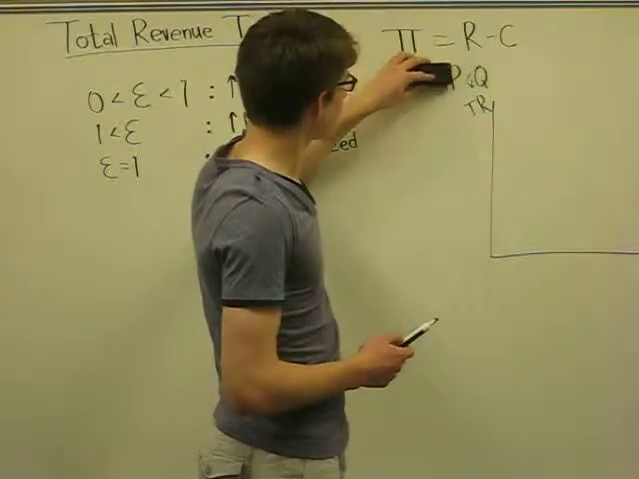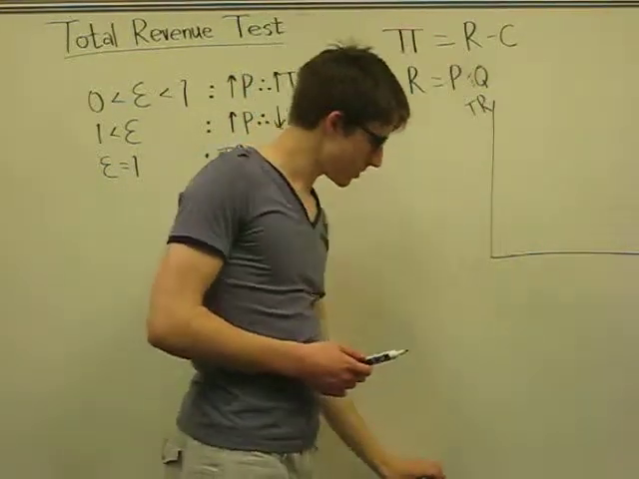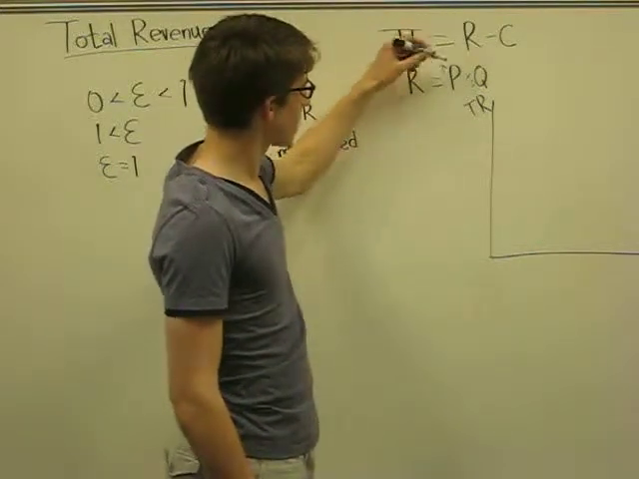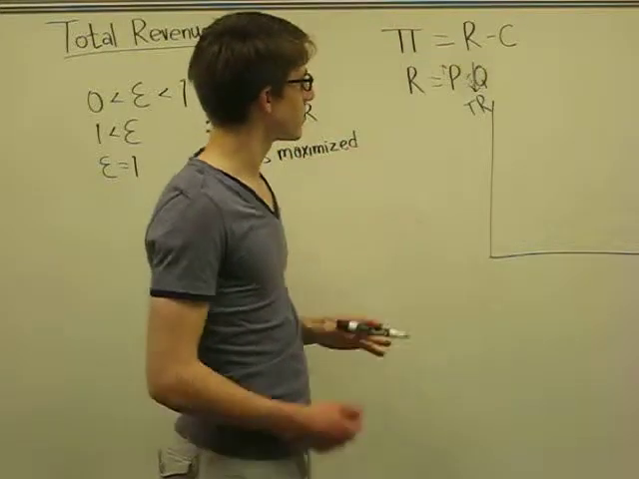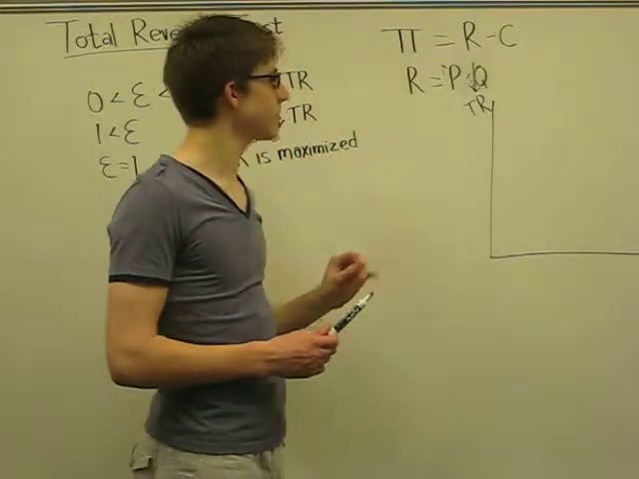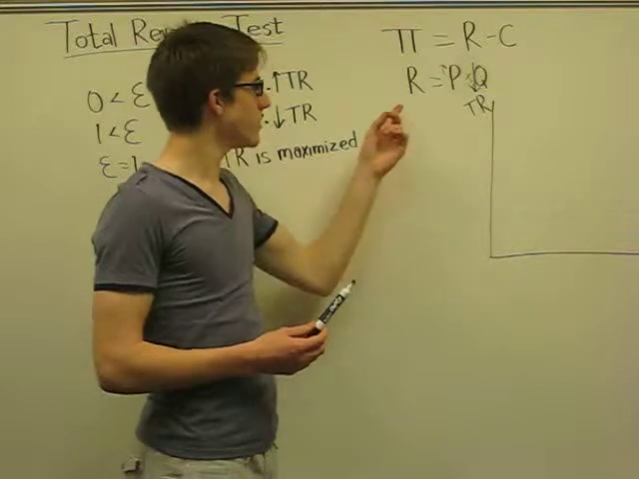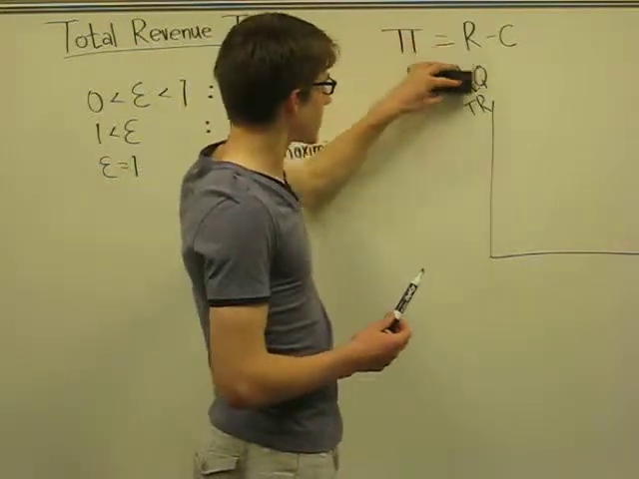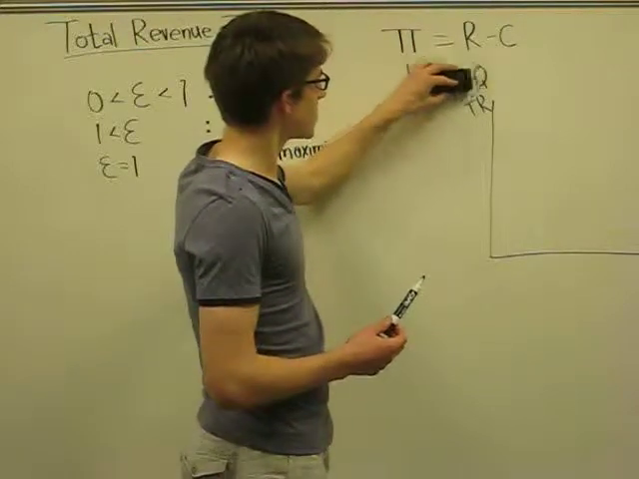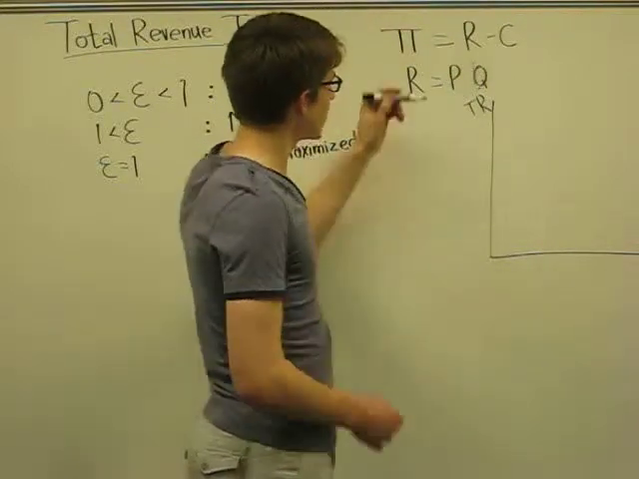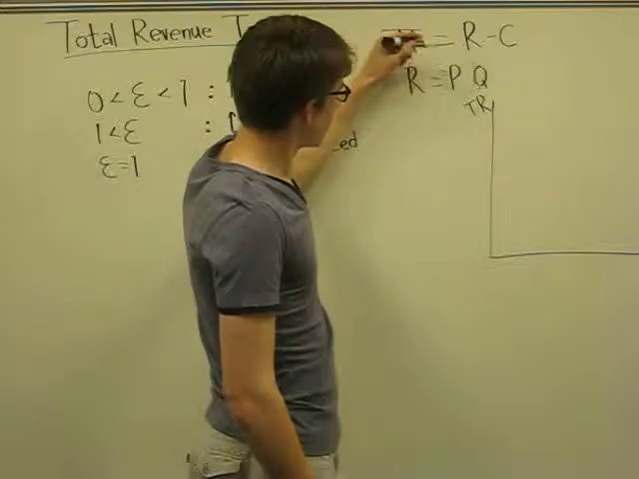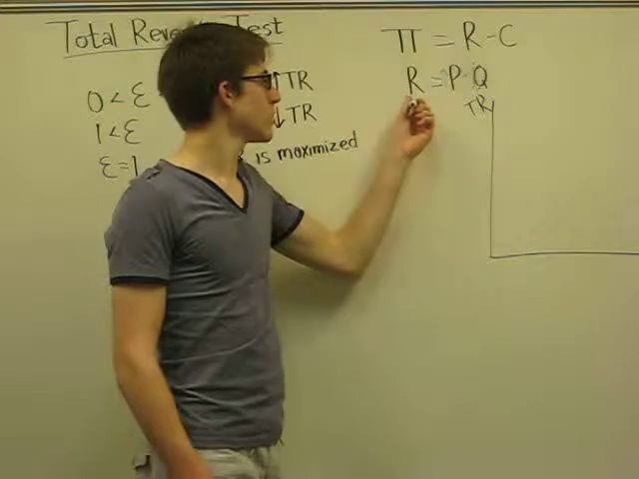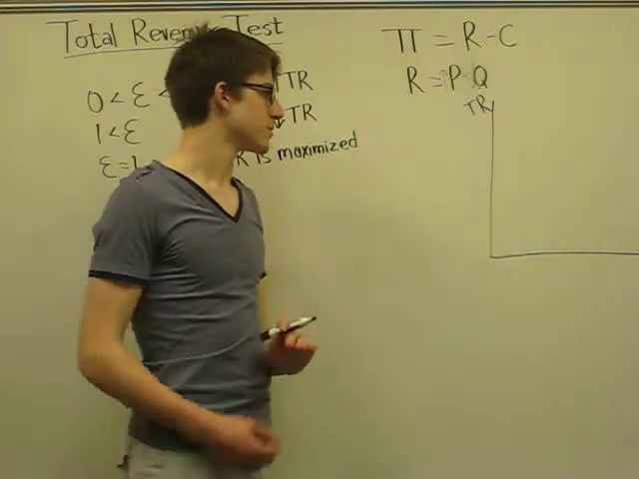With an elastic demand, it's just the opposite. For even a small increase in price, we'll see a large decrease in quantity demanded, which means that our revenue will decrease. And for unit elastic, when elasticity is equal to 1, that means that the increase in price is perfectly matched by the decrease in quantity. So this product, which is equal to revenue, remains the same.